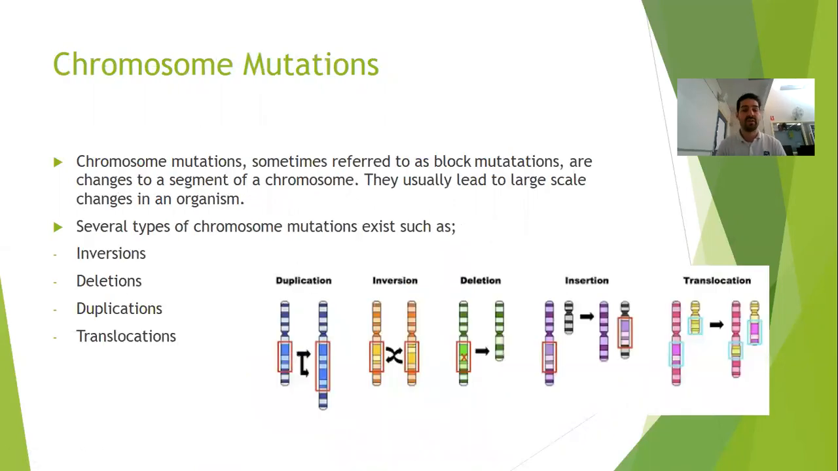So chromosome mutations, and they're sometimes called block mutations, are where a section or a segment of that chromosome has mutated. And these usually lead to much larger scale changes in the organism that they've occurred in. The ones we're going to look at today are inversions, deletions, duplications, and translocations. So you can see in this picture here are a wide range of chromosomes, and obviously they've gone through their different mutations. I want you to imagine that each of these darkest bands represent a gene, let's say. So you can see that we're going to impact multiple genes for each different mutation.